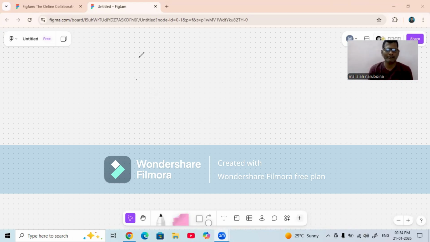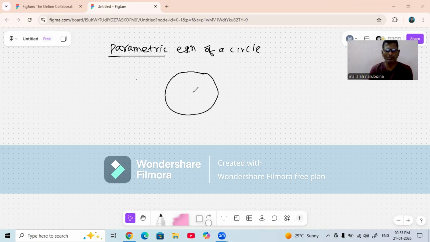Now we will discuss the parametric equation of a circle. We consider one unit circle. Right, this is the origin. These are the x-axis and y-axis. Say the radius is A. The horizontal component of this vector A is A cos theta, and the vertical component of this vector A is A sin theta.